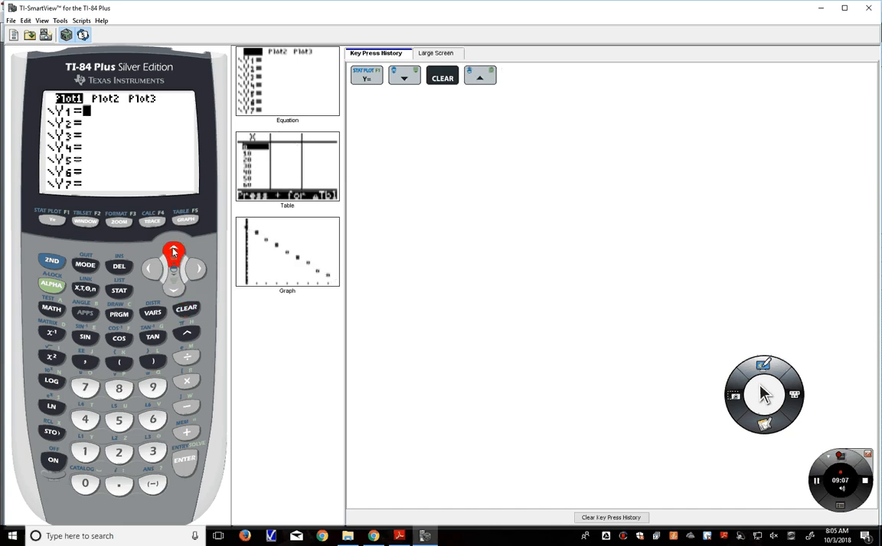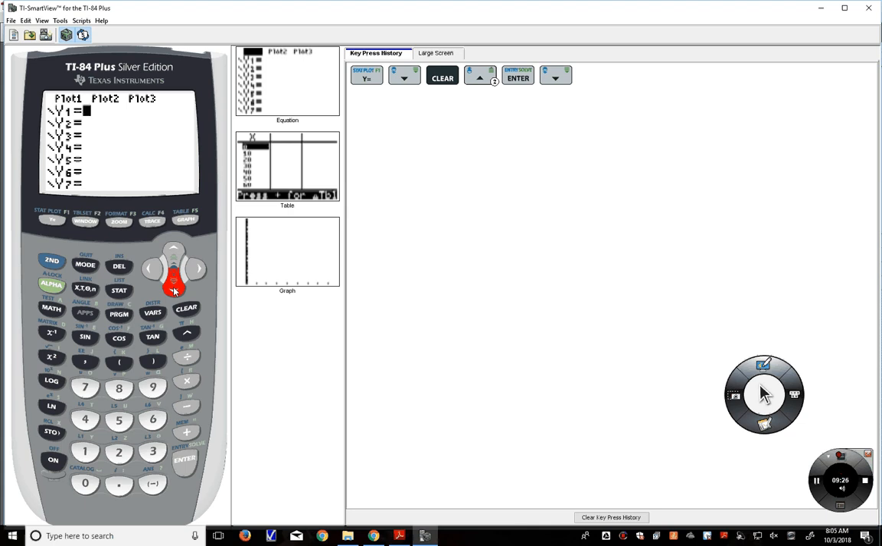If up at the top you see, like mine, plot 1 has bold around it, that means it's turned on. If you want to turn it off but you don't want to go back through the stat plot stuff, you can just move your cursor up on top of it and press enter, and then it's no longer on, and it won't go trying to plot those points anymore, okay?